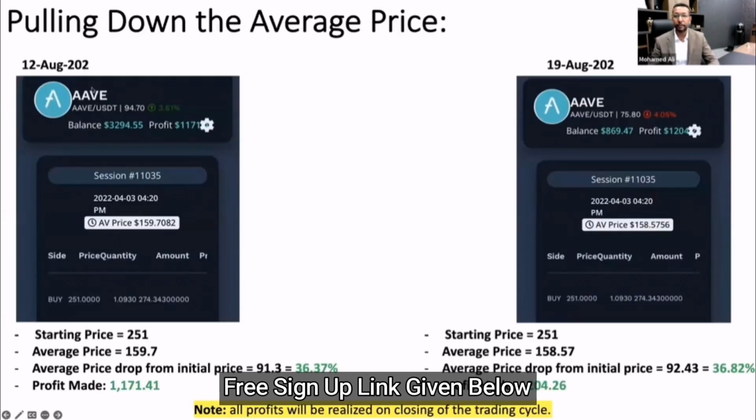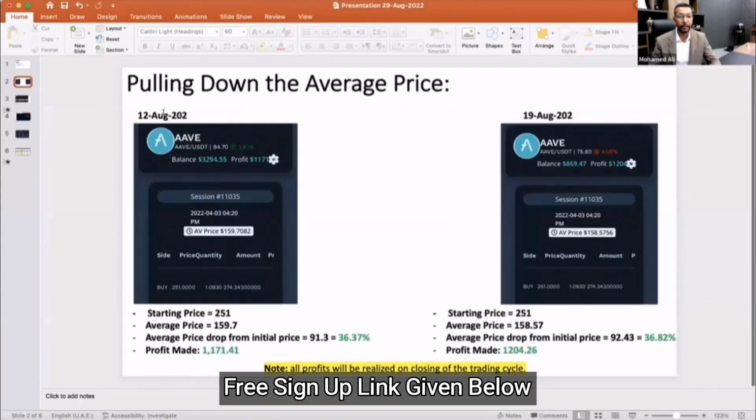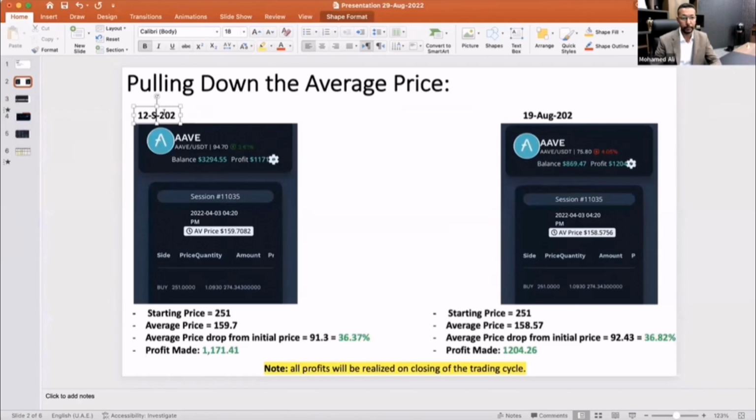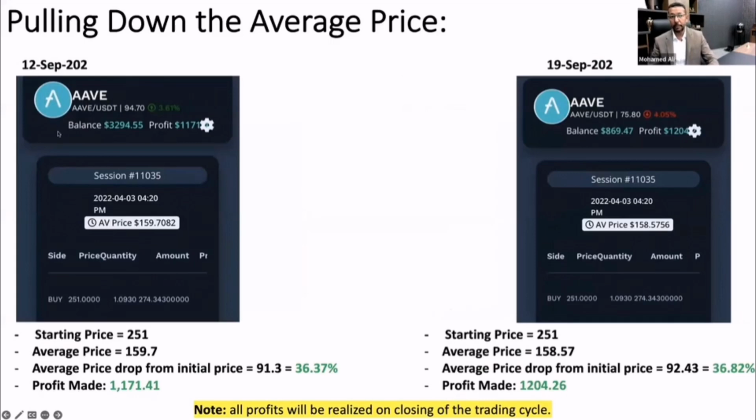Now, the first one, the Aave coin. Last week on 12th of September, sorry, it's not August anymore. I have to just change this. Even last time it was the same, so excuse me, I need to change it now. Okay, so on 12th of September, this was the situation.